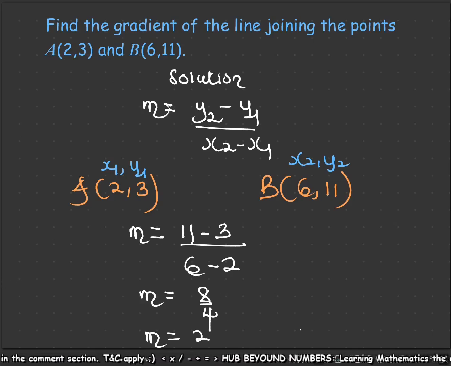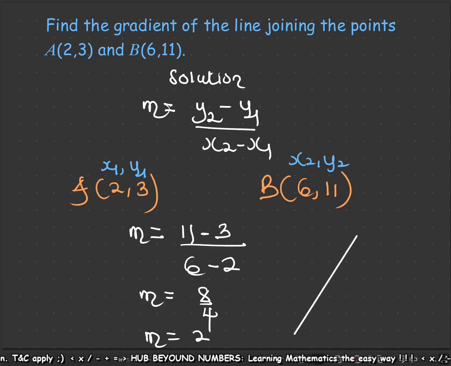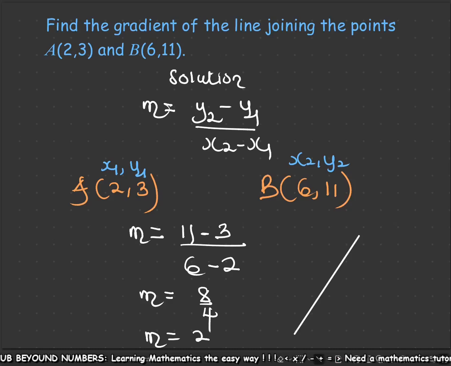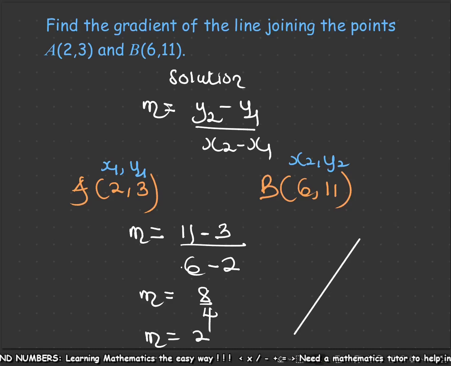So it is a line that moves from the left to the right upwards. It has a positive gradient. You see, it is a line that moves from left to right upwards. Okay, let's look at some few more examples.